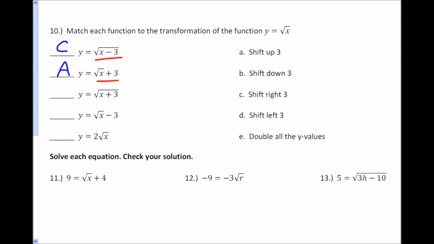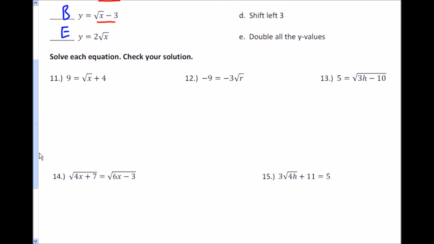Here, I'm adding on the inside. Again, it does the opposite of what you might think. So that's going to go to the left 3 units. And now this one, I'm subtracting on the outside. It's going to move down 3 units. And then the last one, when I multiply it by 2, it's just going to double all of the y values. It's going to multiply all of them by 2, which is letter E. Okay, and those are some of my transformations.